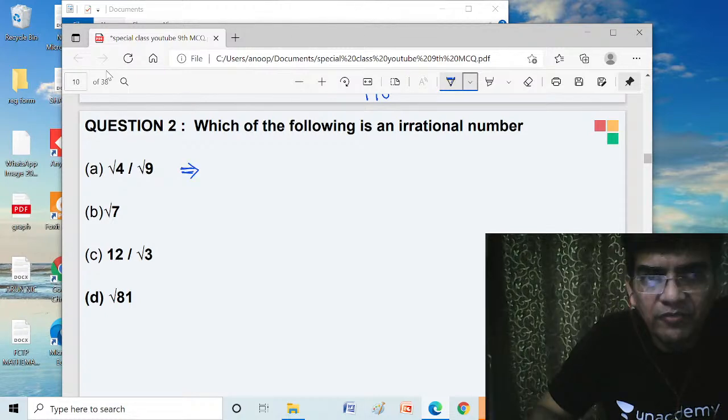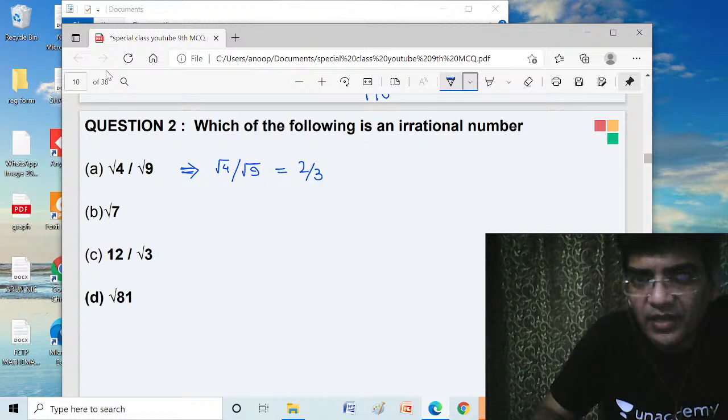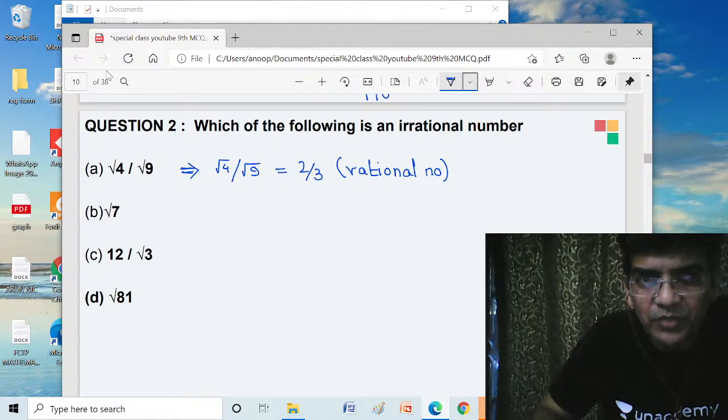So see the first one here. This is root 4 upon root 9. So root 4 upon root 9 can be written as 2 upon 3. So this is not an irrational number. This is a rational number. So the first one is representing a rational number. Well, I have to check which of these will be an irrational number. So the first one is not.